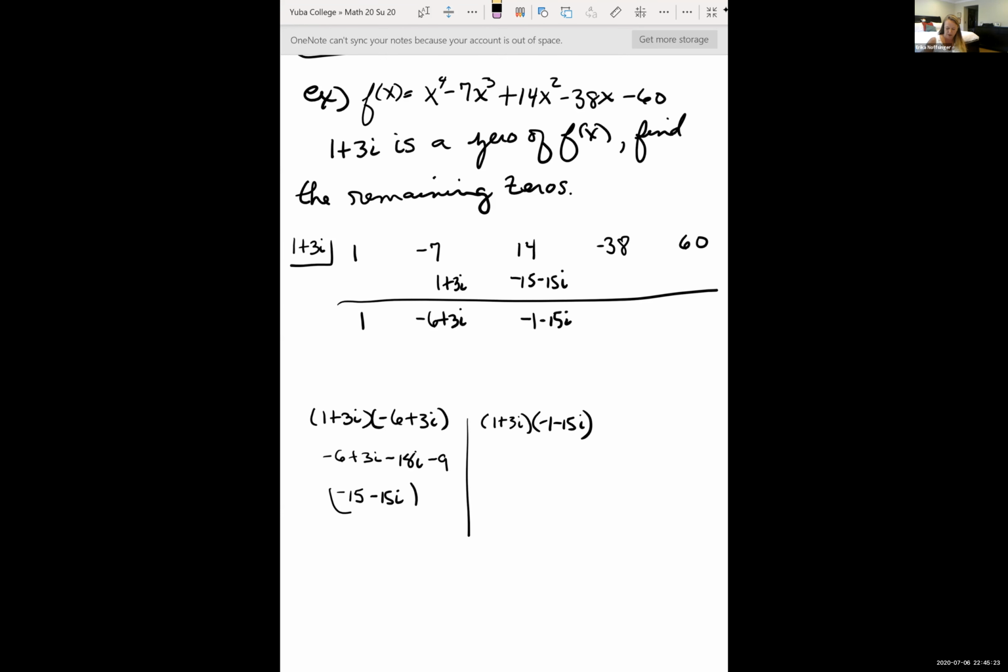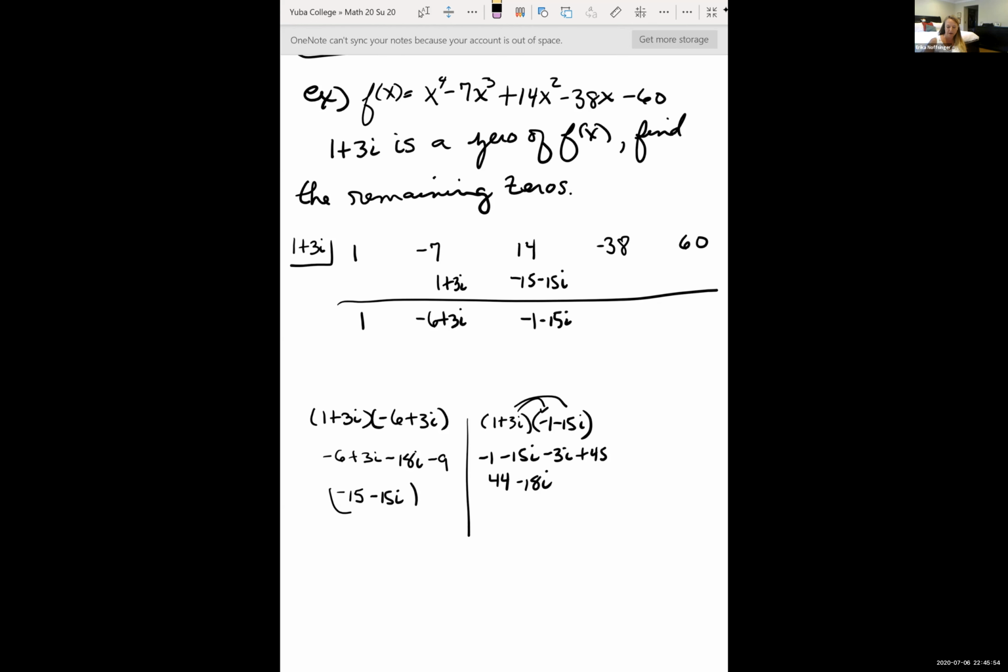So if I distribute 1 times -1, that's -1 minus 15i. Distribute my 3i: 3i times -1 is -3i. And 3i times -15i, well, 3 times -15 is -45. -45i squared is positive 45. Add real parts: 45 minus 1 is 44. -15i minus 3i is -18i.